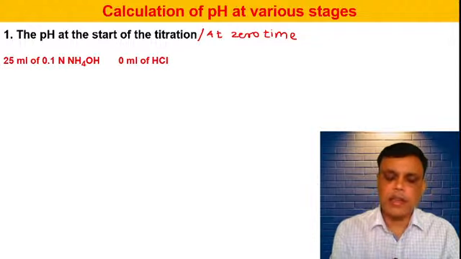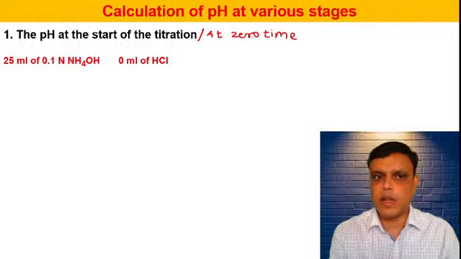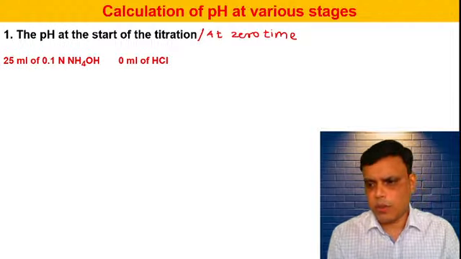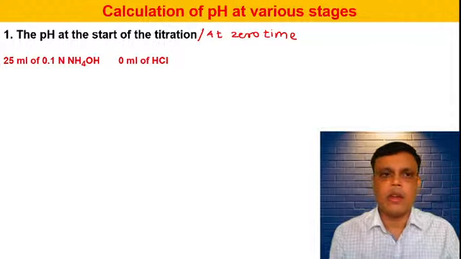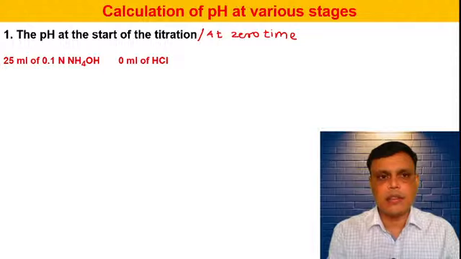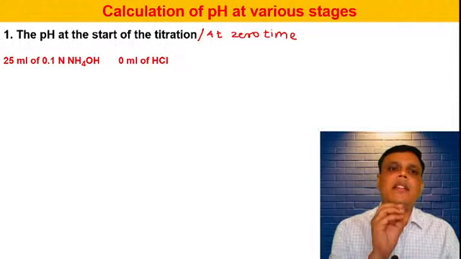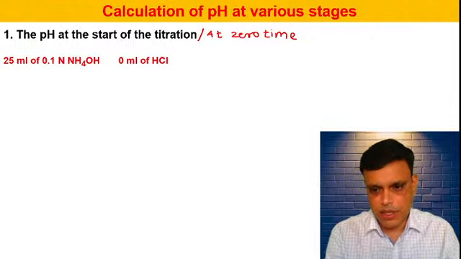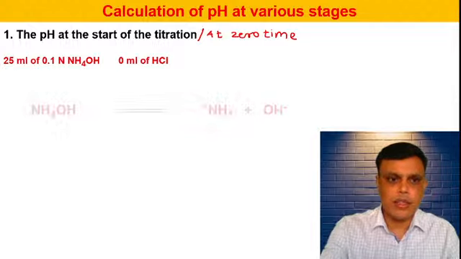And if you find the concentration of OH minus ion, then you can easily calculate the pH of the solution, because pH mathematically can be defined as pH is equal to negative log of H plus ion concentration. Okay, so we will see at the start of the titration.